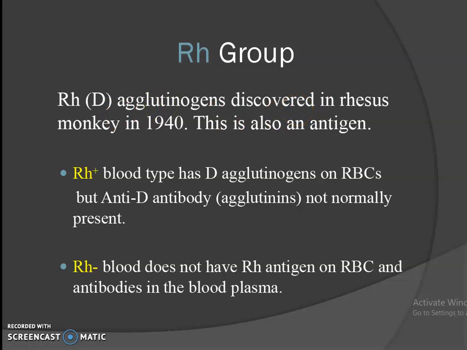This type of antigen was first identified in the rhesus monkey in the year 1940. If this antigen is present on red blood corpuscles, that blood group is Rh positive. If this antigen is absent, that blood group is negative.